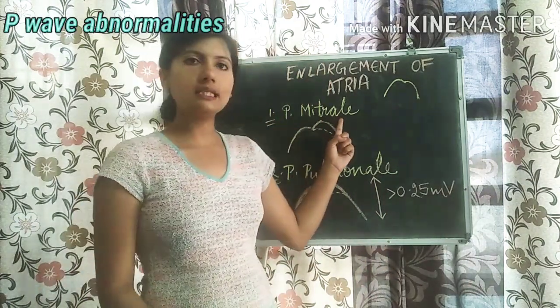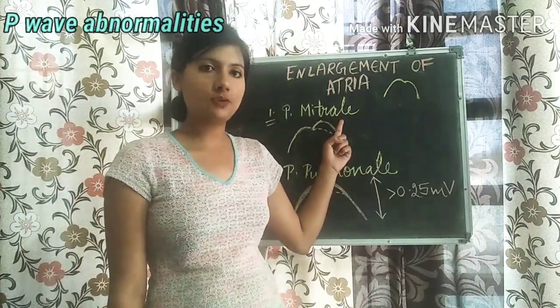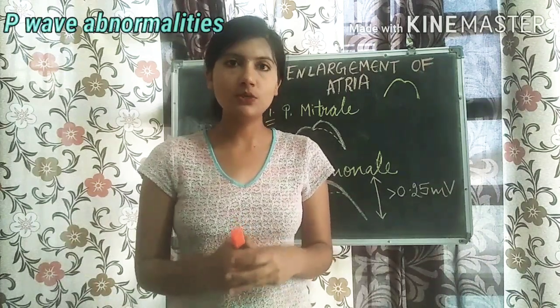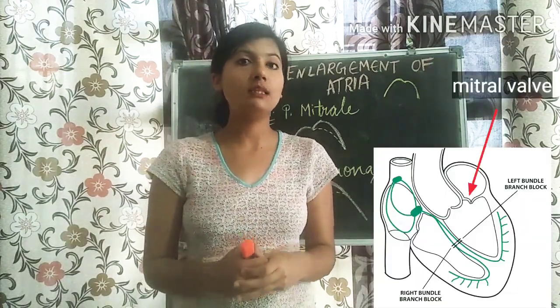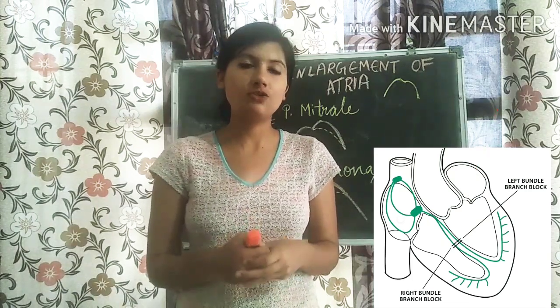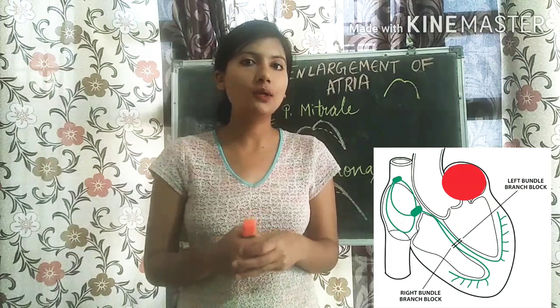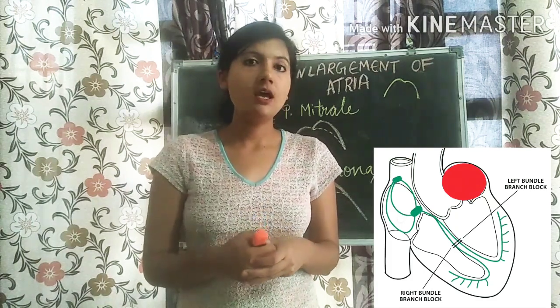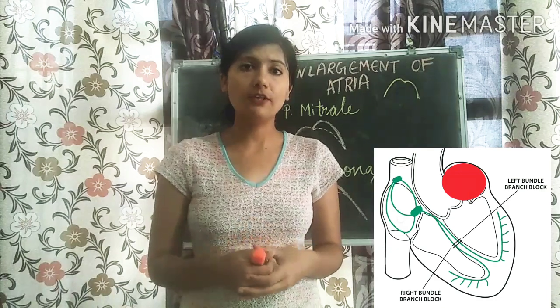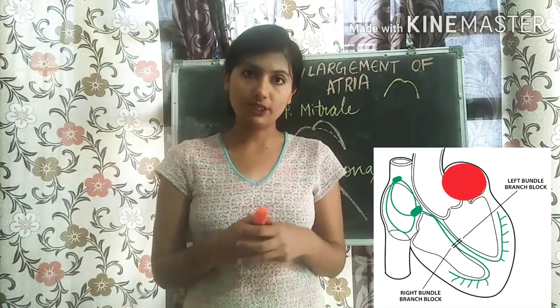First, the pathological condition, that is P mitrale. Here the name denotes there is usually a mitral valve stenosis. The mitral valve is present between the left atrium and the left ventricle. When there is a stenosis of the mitral valve, the blood starts pooling in the left atrium instead of going into the left ventricle. That causes hypertrophy or dilatation of the left atrium.